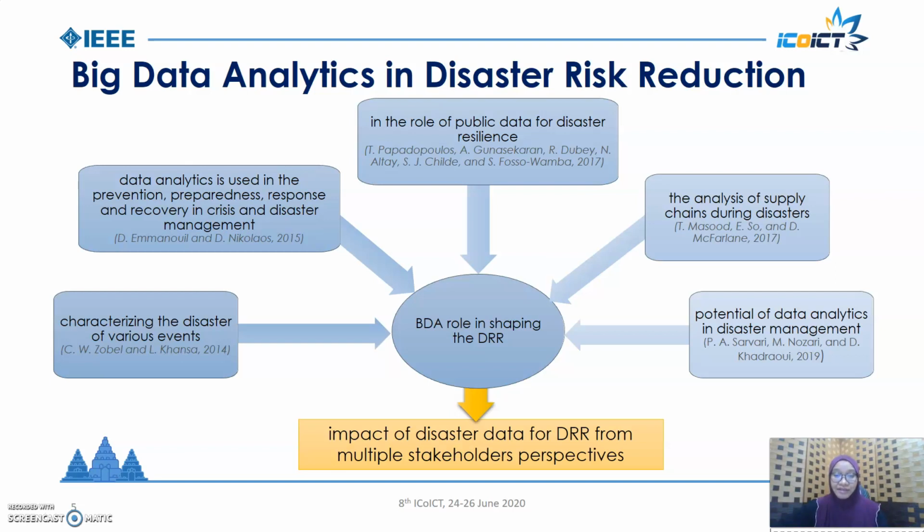And recently, Savary, Novari, and Kadre also suggested that data analytics has big potential to be utilized in disaster management. Hence, we continue their studies by proposing to utilize big data analytics in disaster risk reduction. Firstly, what we want to do is to analyze which data has impact for this big data analytics before we proceed with the algorithms to do the descriptive, predictive, and also prescriptive analysis. We want to analyze and identify this data first. Which one has impactful data?